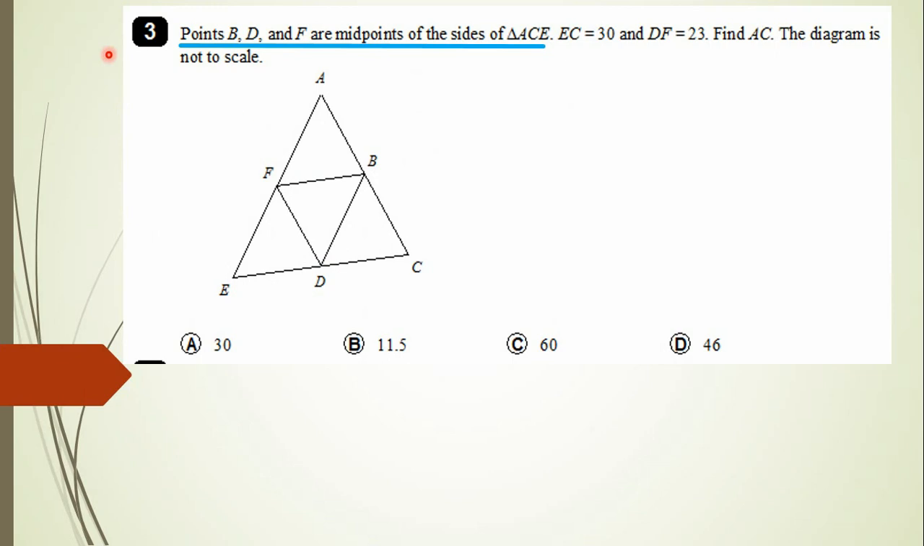We have three midpoints. F, B, and D are the midpoints of the three sides of the triangle ACE. Then FB is a mid-segment, BD is a mid-segment, FD is a mid-segment. And this side is 23, this side is 30. What's the length of AC? FD is a mid-segment, it is 23, parallel to the third side and equal to half of it. 23 is half of AC, or AC is double 23. Then AC is 46.